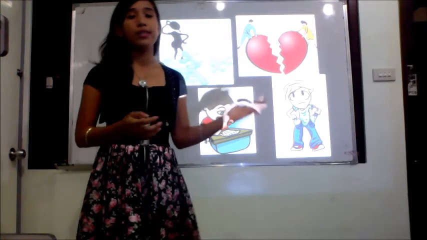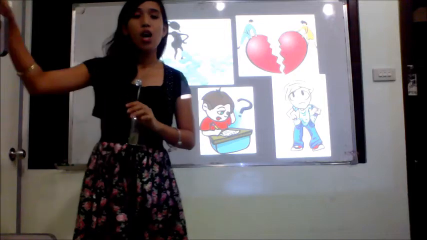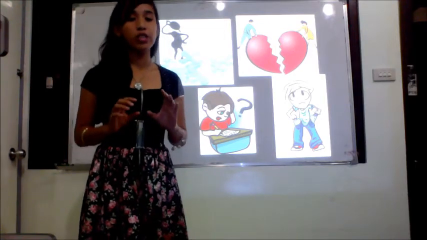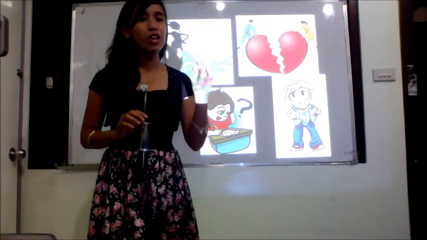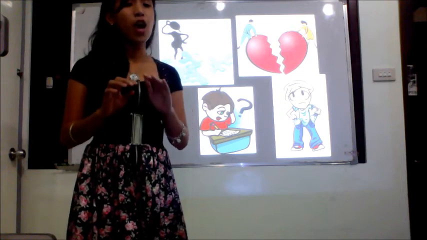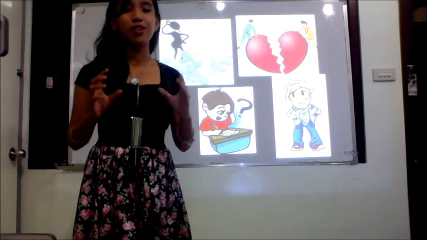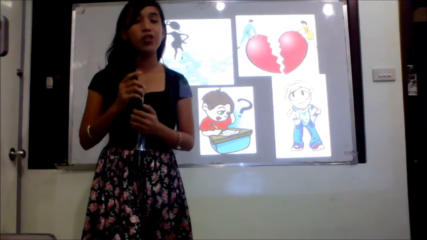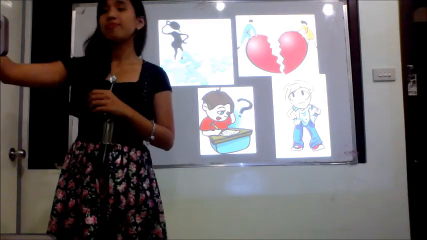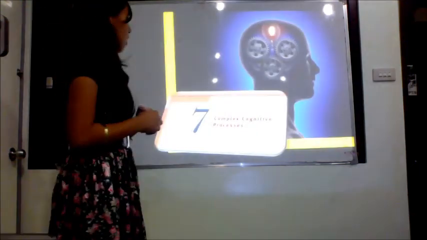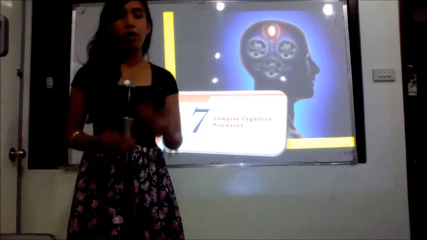Okay, let me show you this slide. So what is common to the pictures being flashed? Okay, so I know you have your ideas there. Well, we serve that because our topic for today is in relation to what you are possibly thinking. Chapter 7, Complex Cognitive Processes.